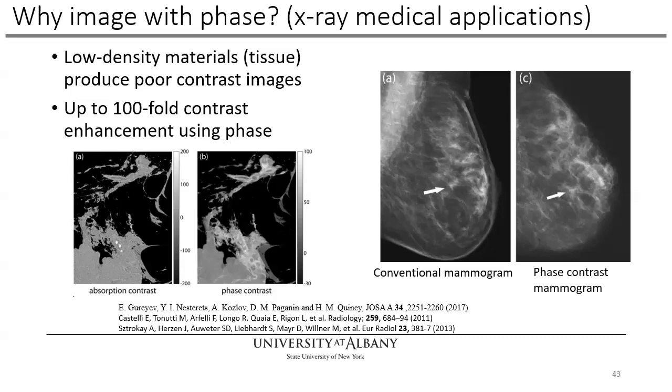This is an excised specimen with a tumor here. And this was imaged in CT. So this is not a clinically applicable system that you go in and get a mammogram, but it's just showing you that if you get phase information, you can really see the tumor structure here, that you're not getting in the absorption information. So there is definitely more information there.